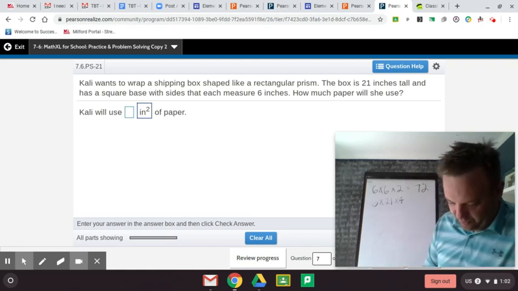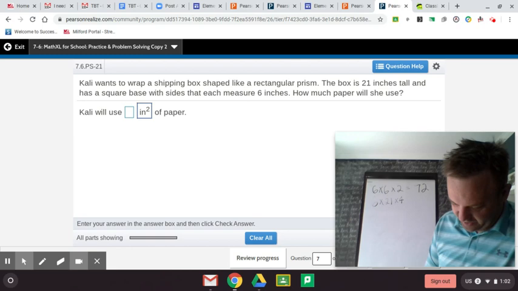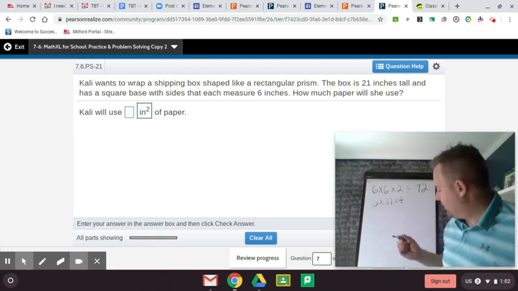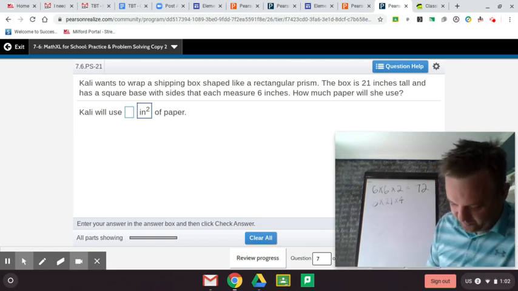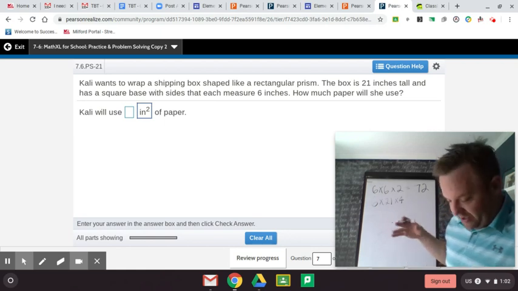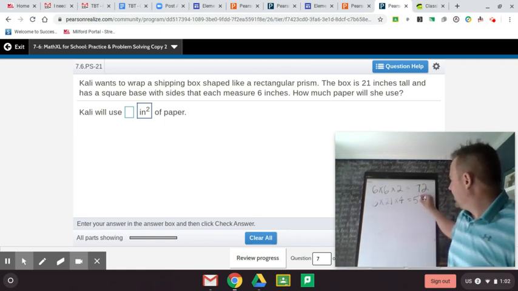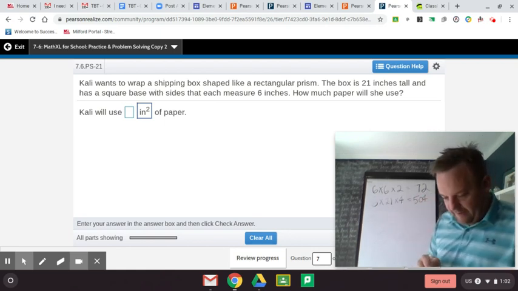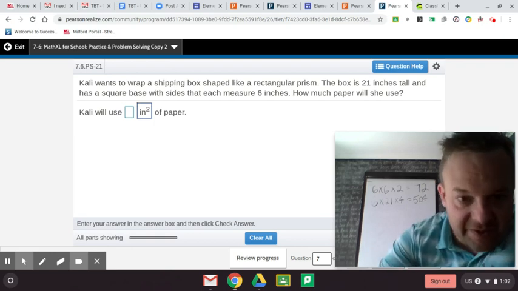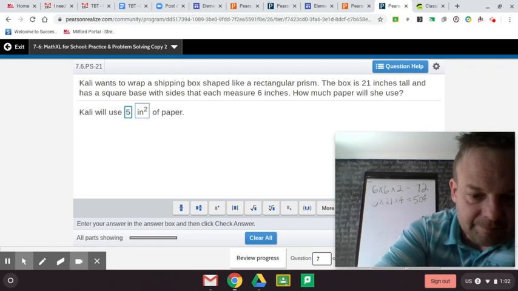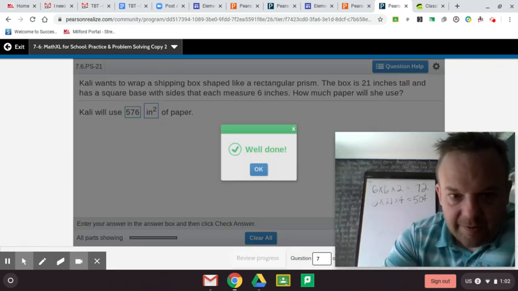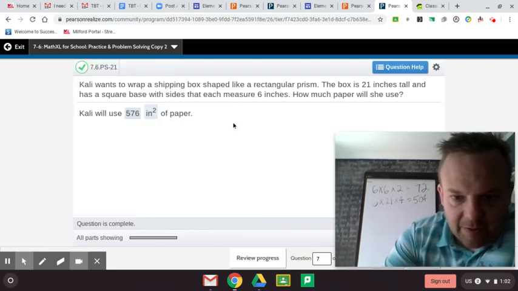So 6 times 21 times another 2, because there's 4 sides. So 6 times 21 times 4 is 504. And we do 504 plus 72, 576 inches squared. Okay, and one more, and we will be home free.